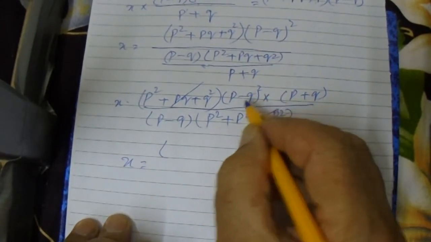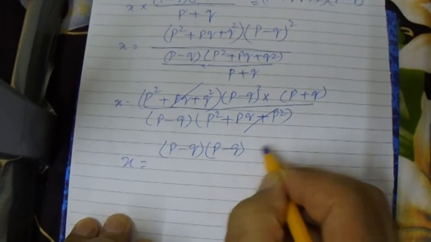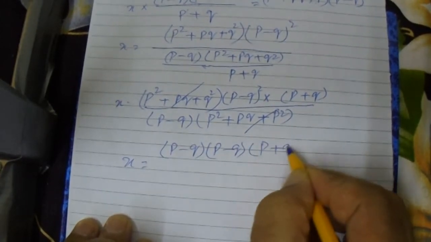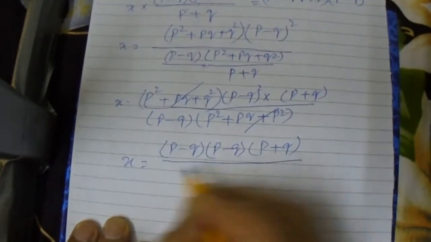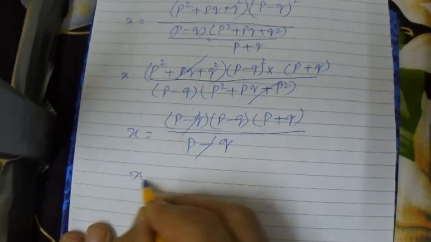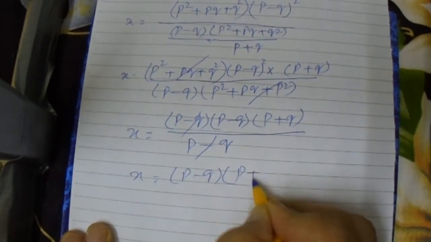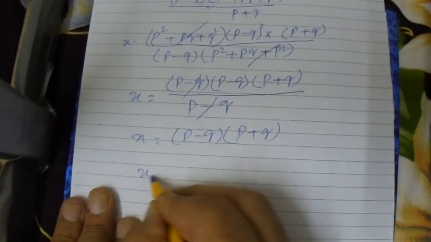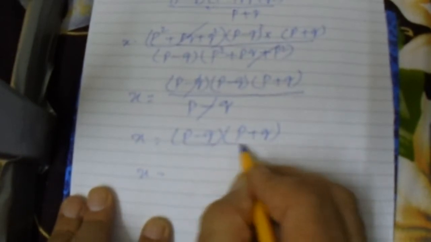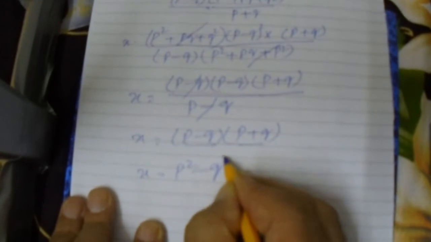We write this P minus Q 2 times, P minus Q and multiply by P plus Q. Now here in the denominator P minus Q, this will cancel this. Now you have only P minus Q multiplied by P plus Q. Now we have x is equal to, this is a minus b, this is a plus b. We write directly P square minus Q square. Now x is equal to this.